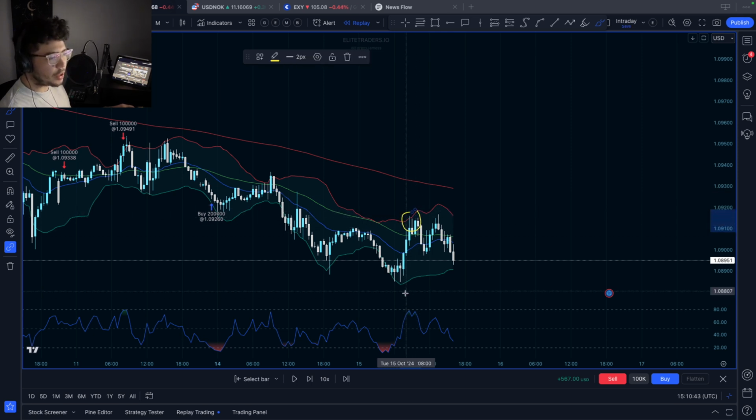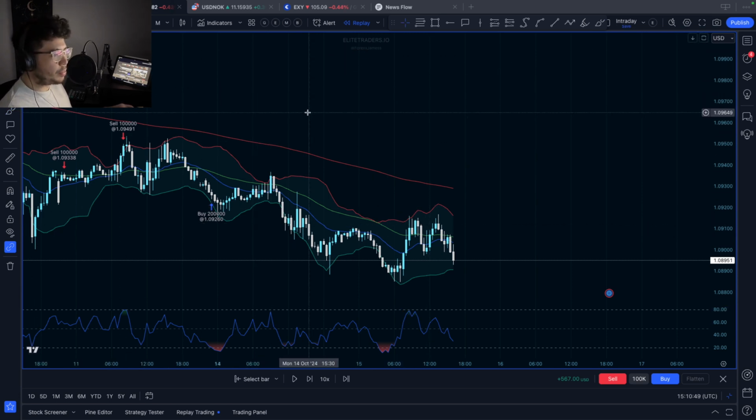So actually here would have been a great sell opportunity as well. Unfortunately, I missed it because my Bollinger Bands were lagging a little bit. But yeah, that would have been a great position to get into. So let's just wait and see if we can find anything else.